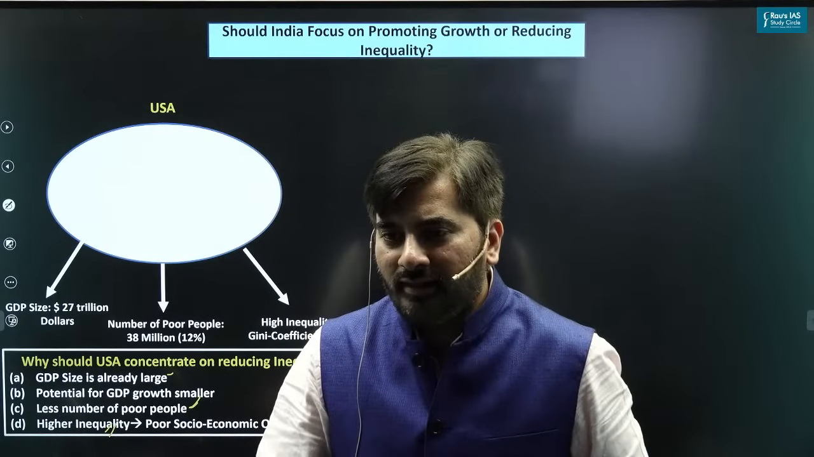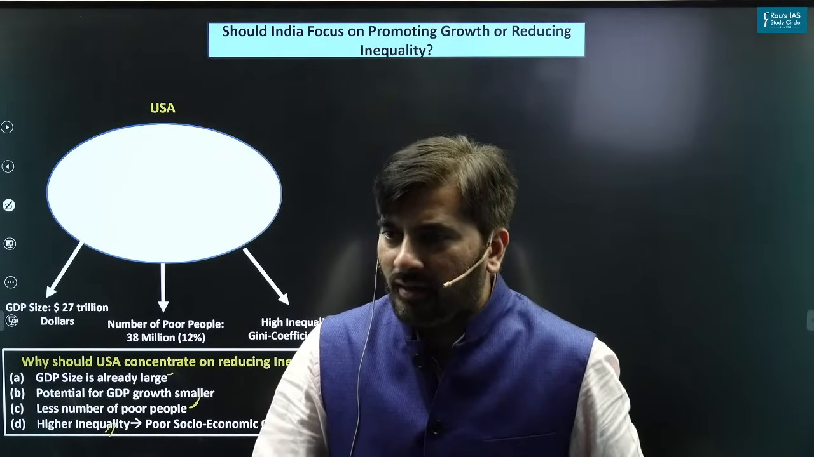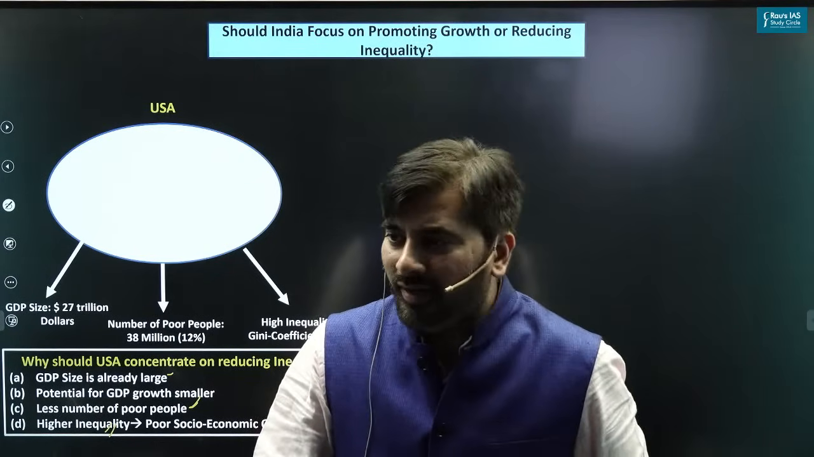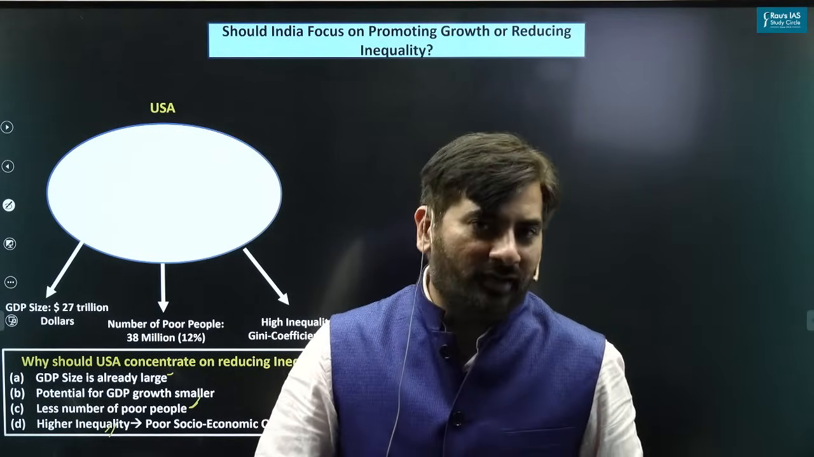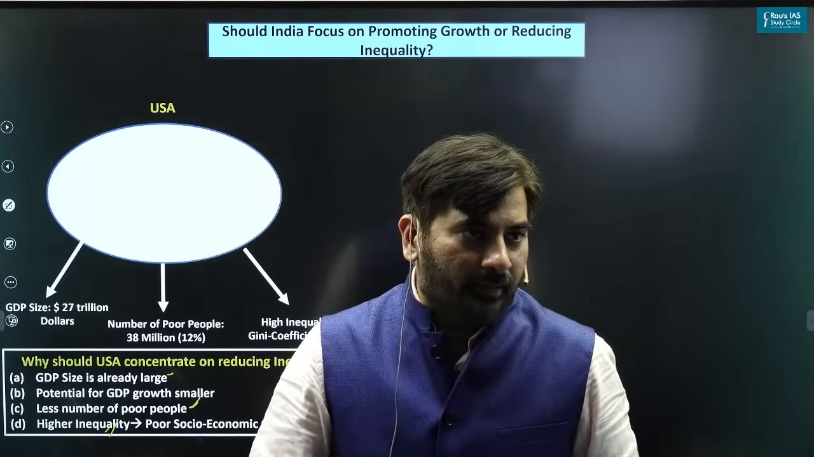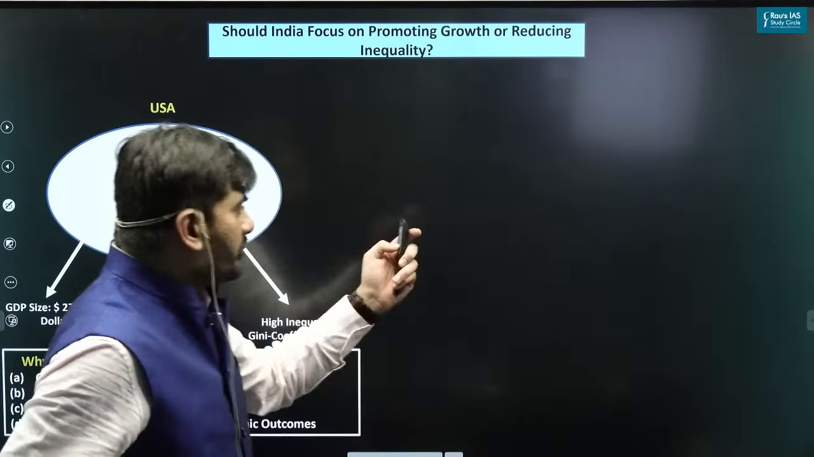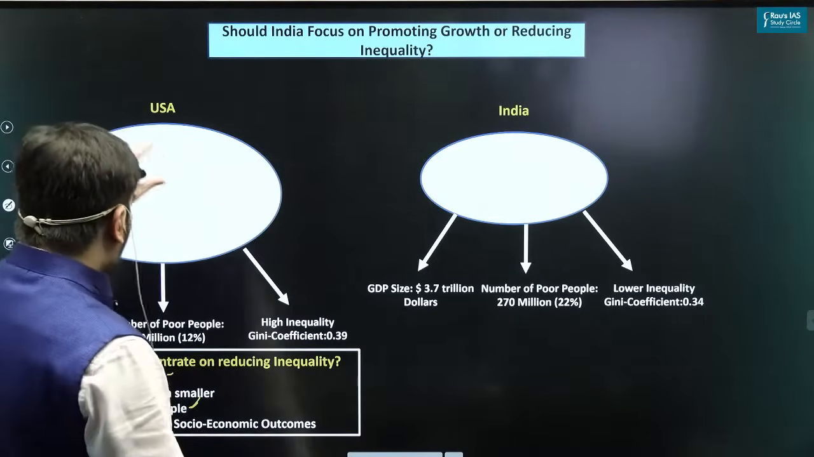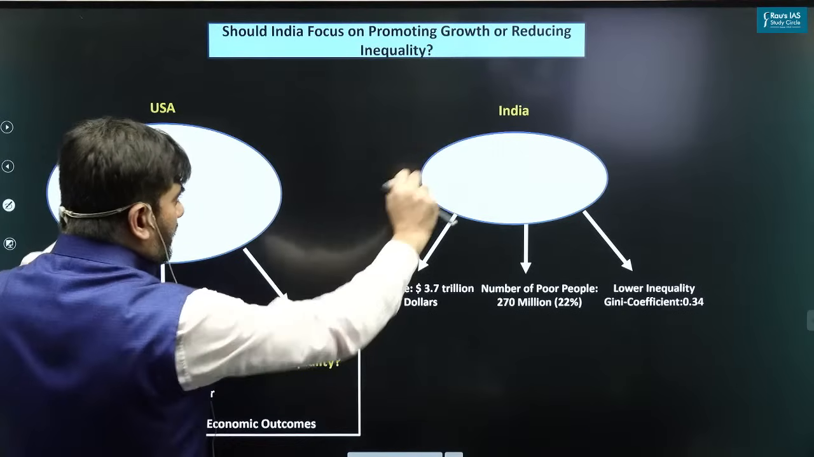And because there's large scale inequality in the US economy, it is in turn causing a lot of social problems. So that is why the US should focus more on reducing income inequality. What about India then? Look at the size of the US economy and the size of the Indian economy.